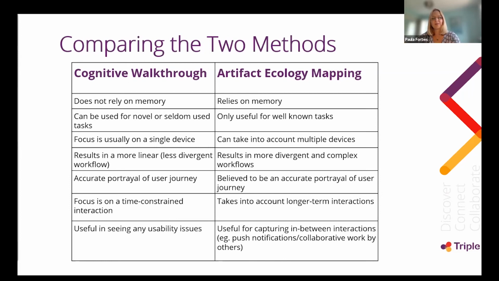Whereas the artifact ecology mapping is able to take into account these different longer-term interactions and what we call the in-between interactions. So perhaps things that the researcher themselves isn't doing, but things are happening in between. For example, receiving push notifications from different platforms, and perhaps collaborative work with different people taking place, different researchers adding to and contributing to this collaborative working process. So different tools for different techniques, but we think that they were actually quite complementary for us to get a better understanding of the research process that is involved here.